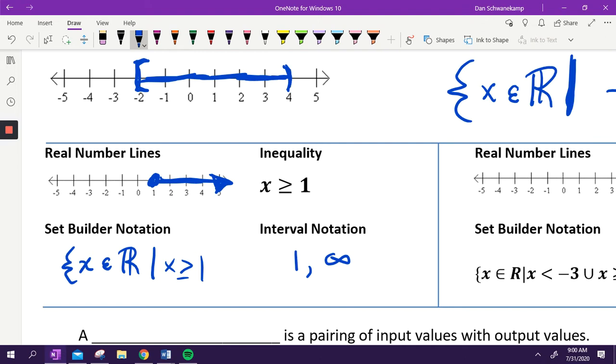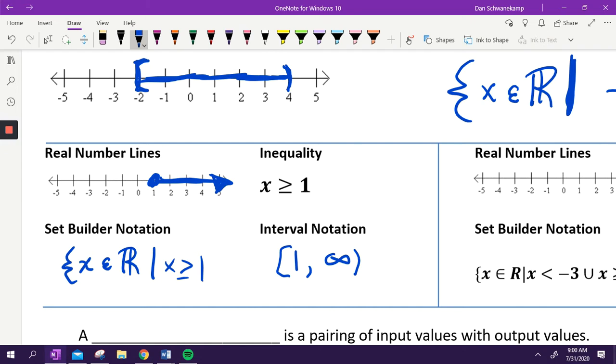At 1, what do you think? Bracket or parenthesis? Bracket, because it's included. At infinity, bracket or parenthesis? Oh, no, not a trick question. Good thought, though. It's always a parenthesis with infinity.